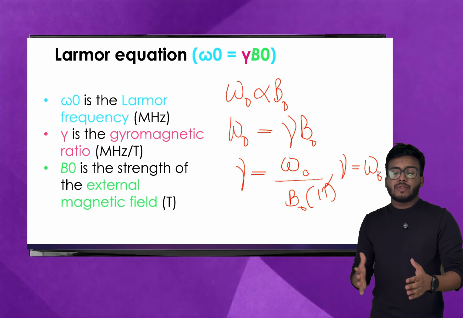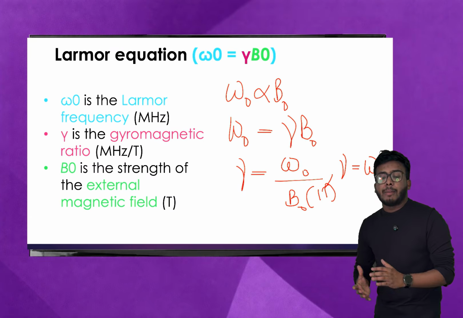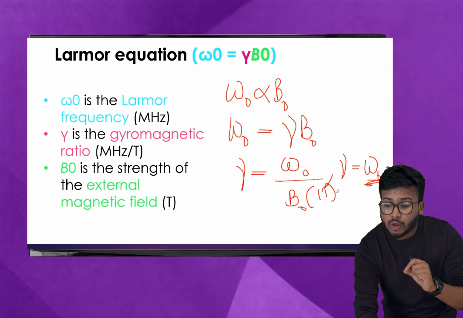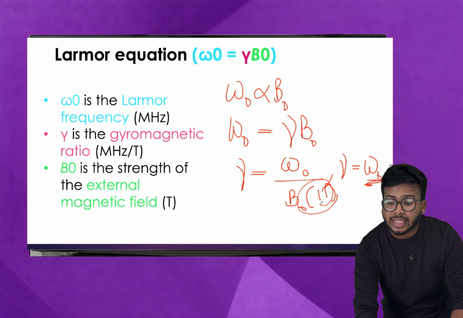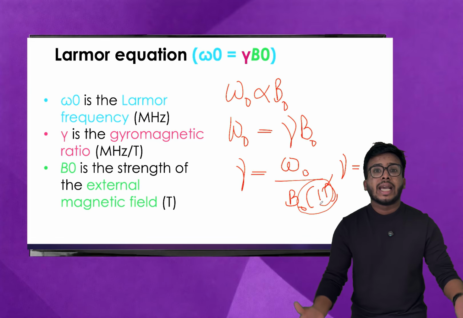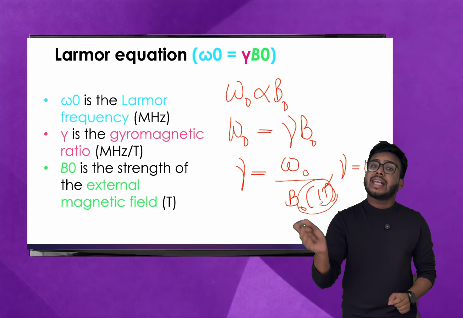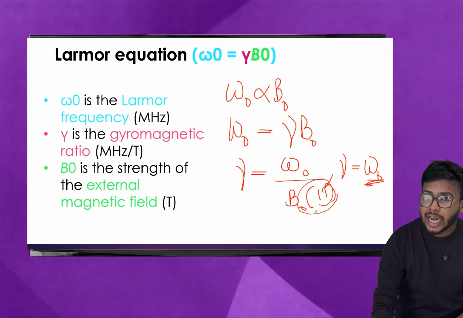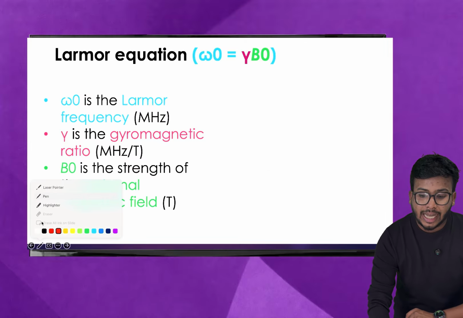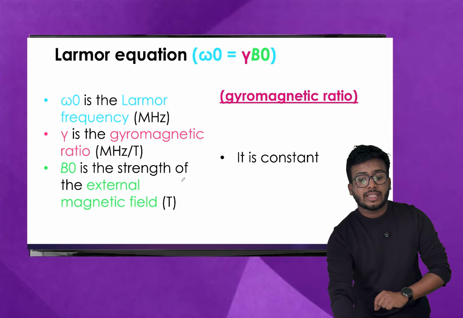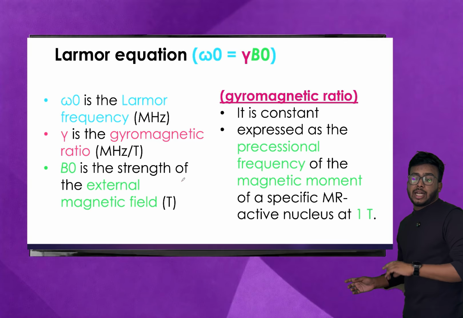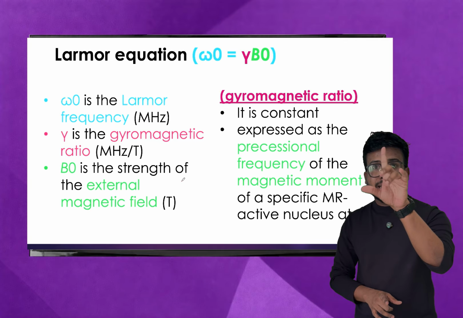So from this we can give a definition to gamma, the gyromagnetic ratio. The gyromagnetic ratio is the precessional frequency of the proton when the magnetic field strength is 1 Tesla. So what is the gyromagnetic ratio? It's a constant, and it is the precessional frequency of the proton when the magnetic field strength is 1 Tesla.